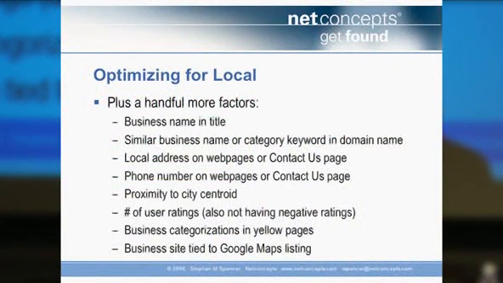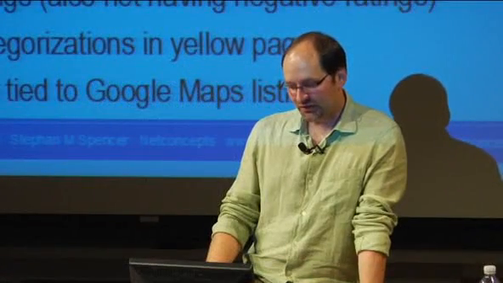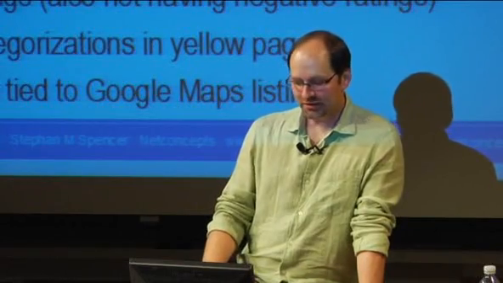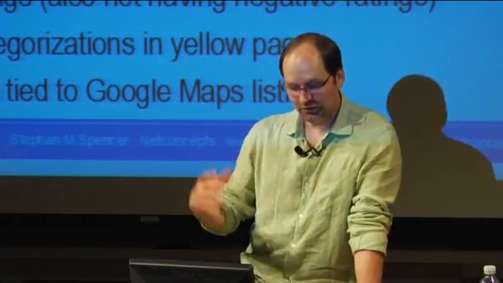But there's also some more, and these include the business name being in the title, similar business name or category keyword in the domain name, local address on web pages or on the Contact Us page. Right, so make sure that you have what looks like an address. And I'm a big fan of microformats too, so if you can work in microformat with your addresses, that's always good.